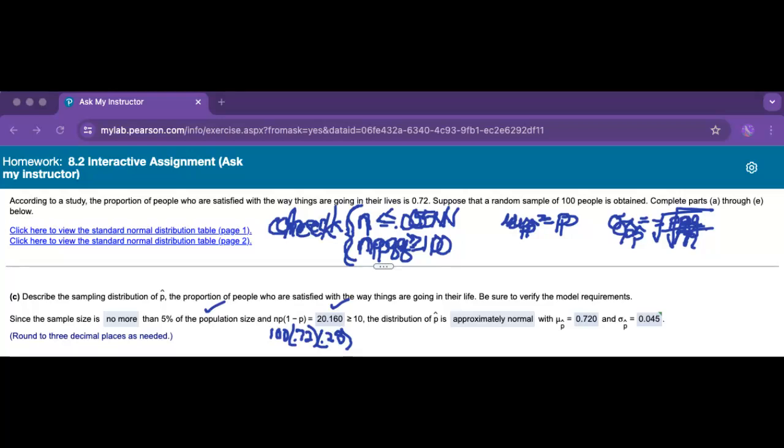And the distribution of the p-hat is approximately normal, so it has this bell-shaped look. And the mean is the same thing as P, that was given. And then to find the standard deviation, the second answer here, we're going to take the square root of 0.72 times 0.28. That's P times Q. And then we're going to divide by the sample size. And in this case, the sample size was 100. And when we do that arithmetic, we end up with this answer, 0.045. Hope this helps.